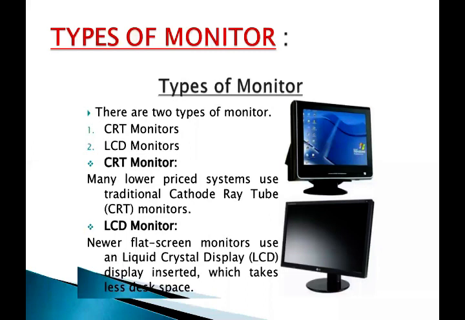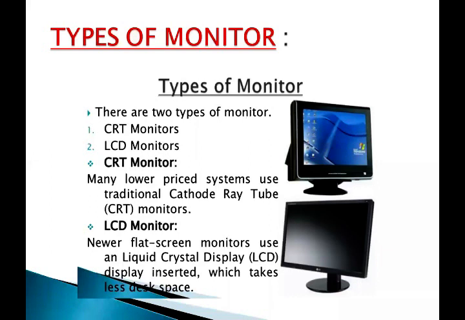Number one is CRT monitor. Many lower priced systems use the traditional cathode ray tube CRT monitor. The first one is the CRT. CRT, cathode ray tube, is a vacuum tube that contains one or more electron guns. A CRT monitor is similar to a television screen and also works in the same way.